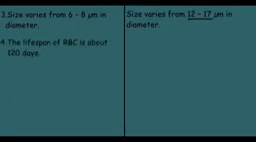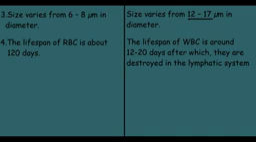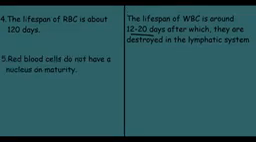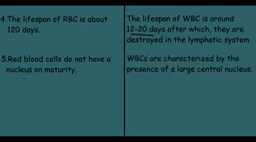The lifespan of an RBC is about 120 days, and the lifespan of a WBC is around 12 to 20 days, after which they are destroyed in the lymphatic system. Now let's move on to the fifth point. Red blood cells do not have a nucleus on maturity. On the other hand, white blood cells are characterized by the presence of a large central nucleus.